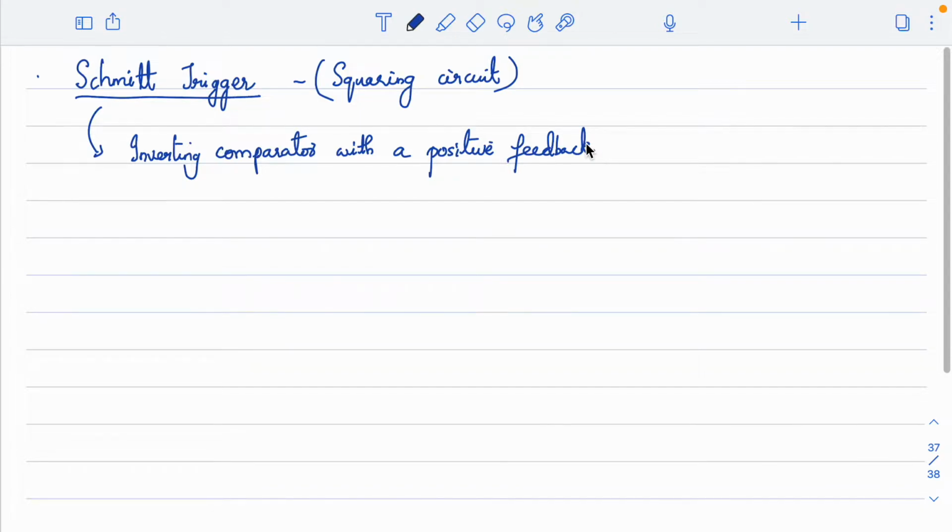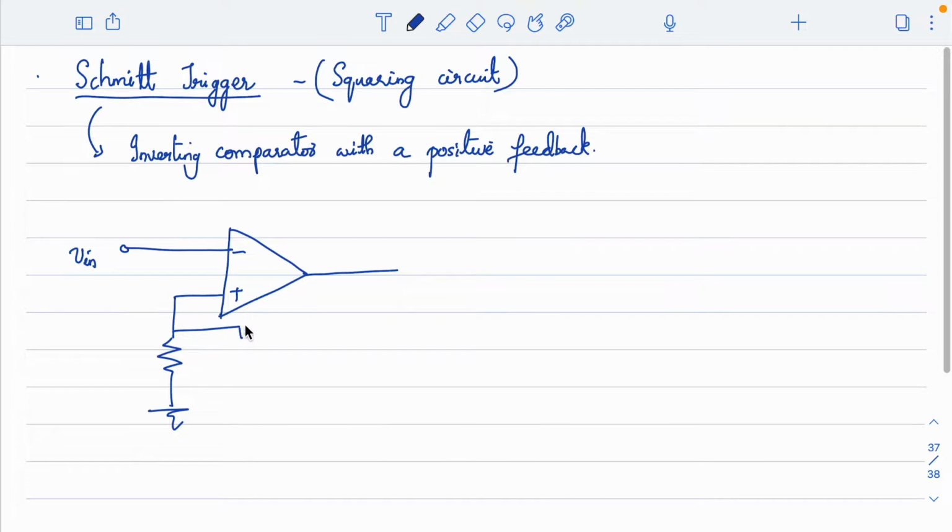Whenever we go for an inverting comparator, say minus plus, the input will be given to the minus terminal because we call it an inverting comparator. So here we provide the input signal, say V in, and since we want to establish a positive feedback, a portion of the output is fed back to the input. So this is V out, and this resistance we call, say, R1 or R2. Alright, so this is the circuit.